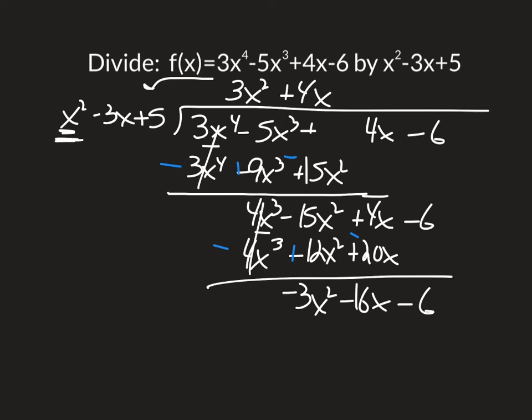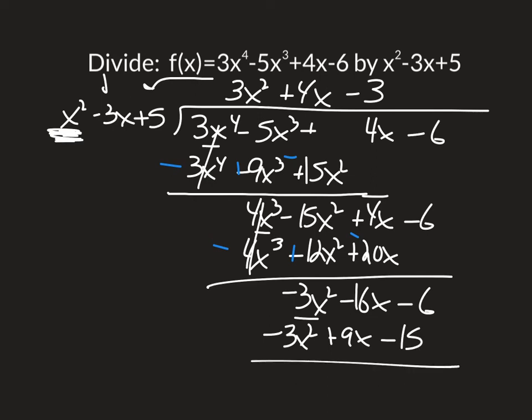Okay, I've got to do one more time. Again, look at this x squared in the front. Look what we have down here. I got a negative 3x squared. What does it need? It needs a negative 3. So I'm going to put a negative 3 up here. And I'm going to multiply negative 3 times everything in the front. So I get negative 3x squared plus 9x minus 15. Draw the line. I'm going to change the signs, make that a plus, make that a minus, make that a plus. Those cancel. I get negative 25x plus 9. That's my remainder, because this x squared up here in the front will not go into negative 25x.